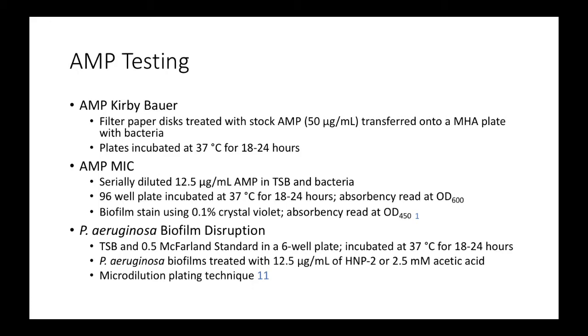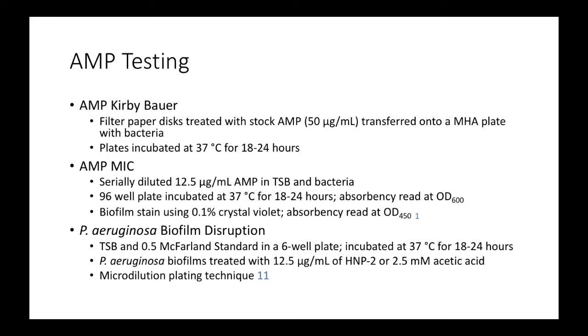To begin AMP testing, Kirby-Bauer disc diffusion susceptibility tests were run. In that test, 6 mm filter paper discs were treated with stock AMPs and then transferred onto a plate with bacteria. Following incubation, if the bacteria is susceptible to the AMP, a zone of inhibition, which is demonstrated by clearing around the disc, will be seen. Then an AMP MIC was run to determine what concentrations of the AMPs affected bacterial growth. Like the acetic acid MIC setup, bacteria was grown in a 1-to-1 ratio of serially diluted AMP and TSB. Following incubation, absorbance was read at OD 600. Then biofilm staining using 0.1% crystal violet was done, and absorbance was read at OD 450.